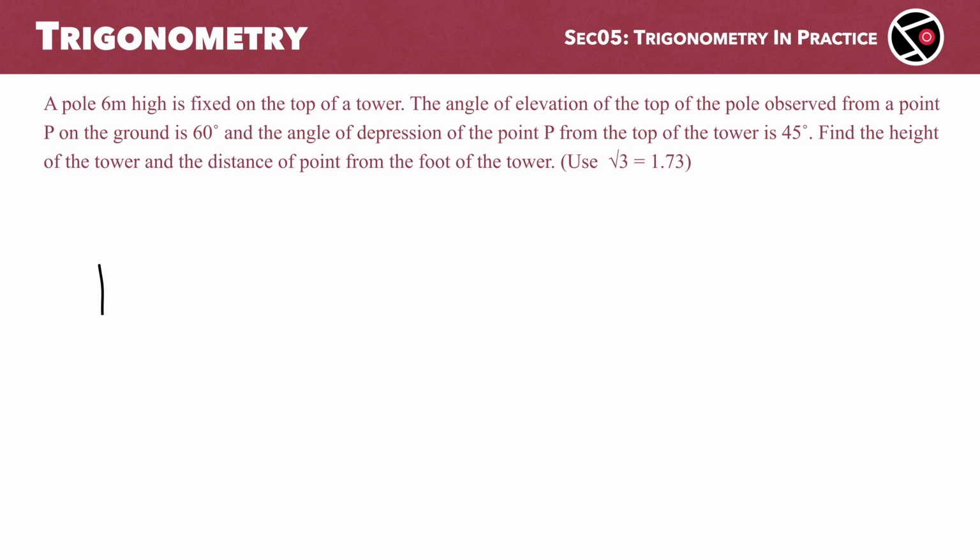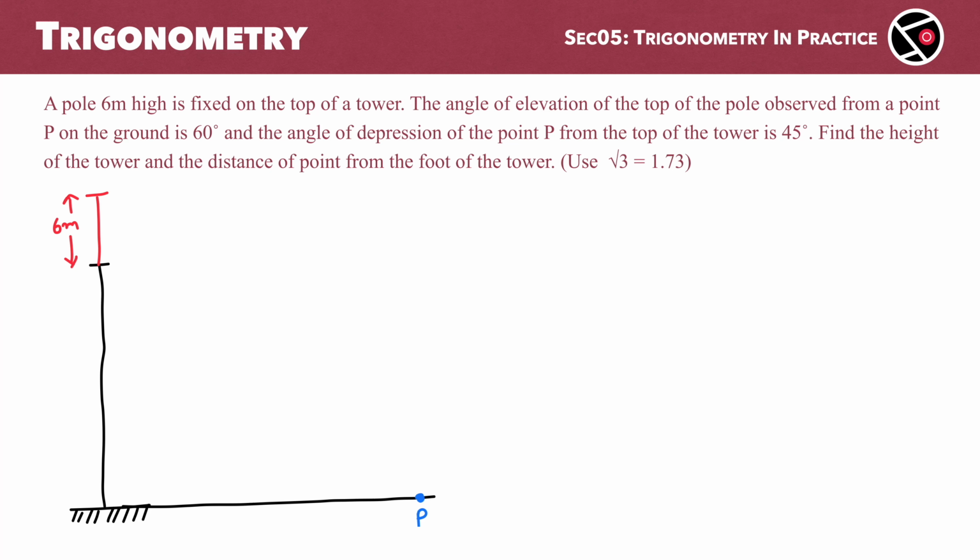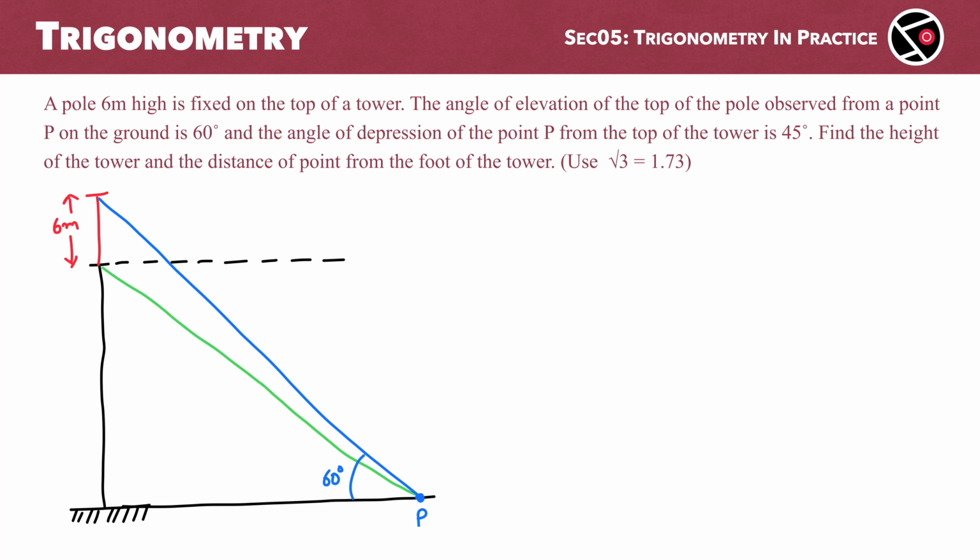Alright, we have a tower on the ground and a pole of length 6 meters on top of it. There is a point P on the ground. Angle of elevation from P to the top of the pole is 60 degrees. Now, the angle of depression from the top of the tower to point P is 45 degrees. We have parallel lines with a transversal. As alternate interior angles are equal, this angle will also be 45 degrees.